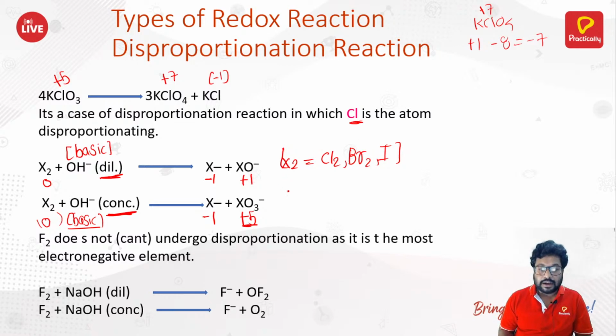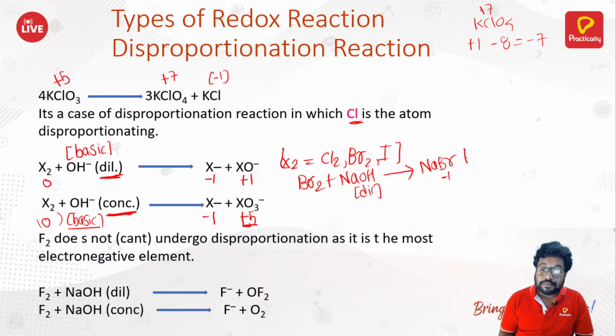For example, let me give you an example. Suppose you have Br2 here, and you have NaOH. Let's take dilute. And then what do you get? You get NaBr, where your bromine is in minus 1, plus you get HOBr, or I would rather write BrOH. You can write BrOH also, no problem with that.